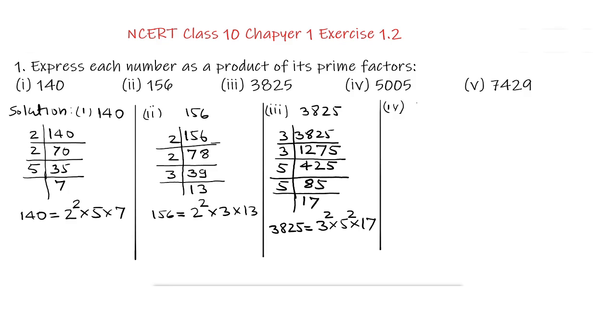Part 4, 5005. As this is odd number, it is not divisible by 2, and the sum of digits is 10, so it is not divisible by 3.